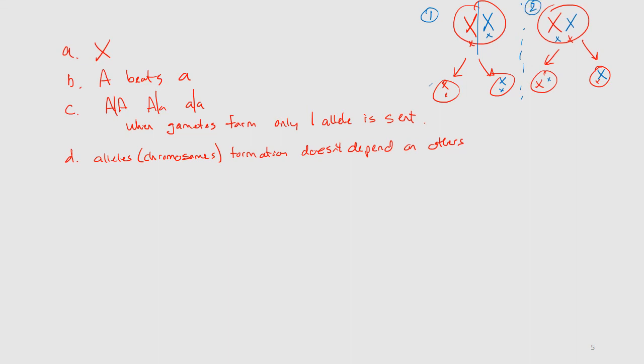In example number 2 over here, we can see that we split it so that a big red and a little blue go on the left side, and a big blue and a little red go on the right side. This is independent assortment. Whichever chromosome it is doesn't affect what the other chromosomes do.